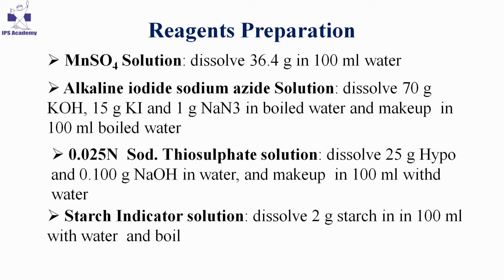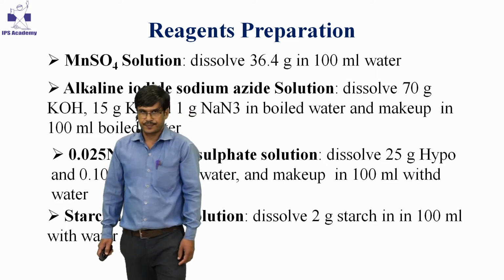Next is starch indicator. To prepare it, we have to dissolve 2 gram starch in 100 ml water and then boil it.